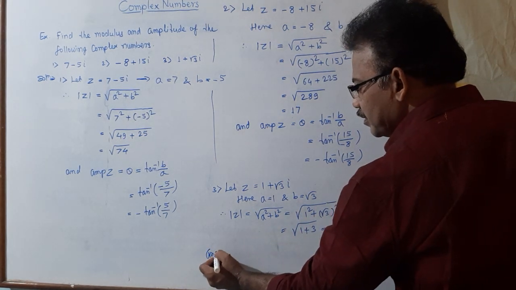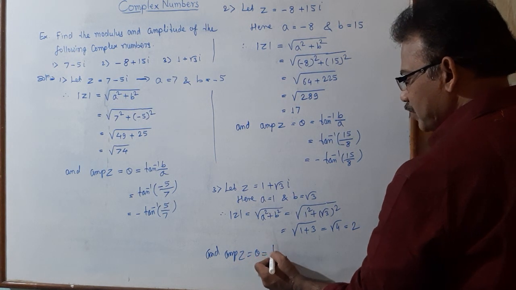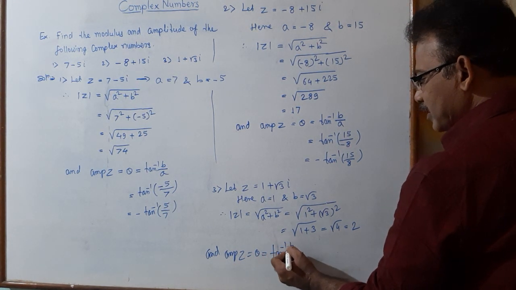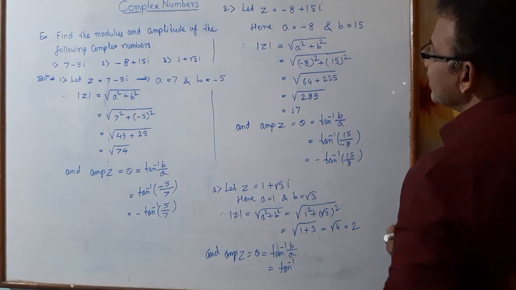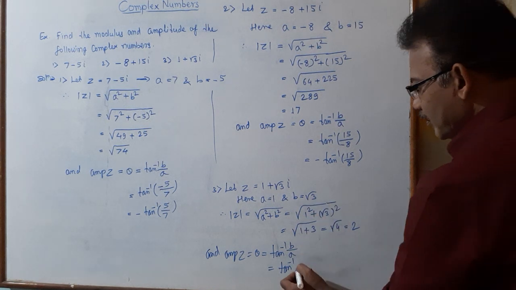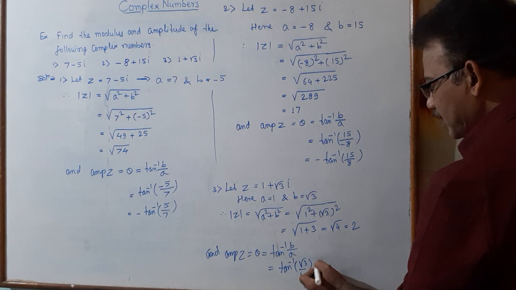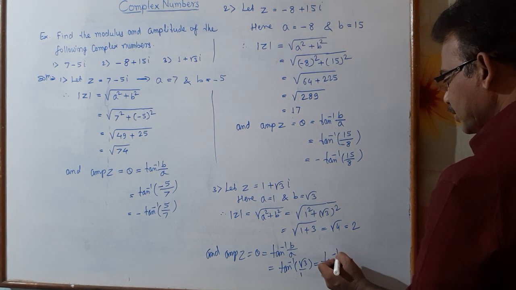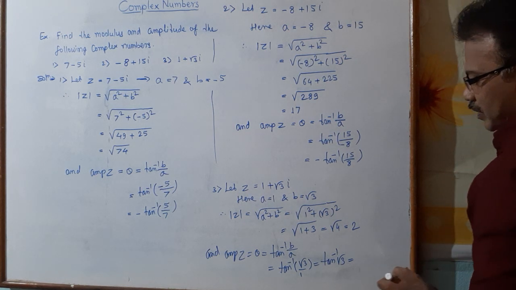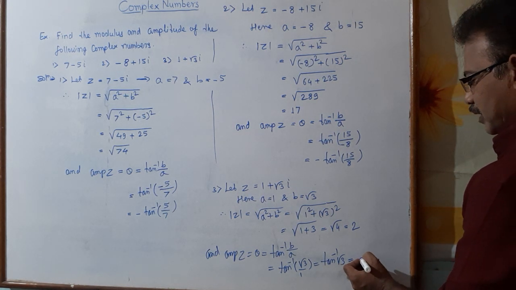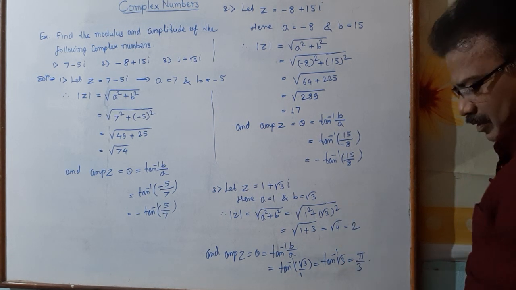And amplitude of z, nothing but theta, that is equal to formula tan inverse b divided by a. Putting values for a and b. Here b is root 3 and a is 1. Root 3 divided by 1, that is tan inverse root 3, and this standard value, we know value of tan 60 is root 3. So tan inverse root 3 means 60 degrees, or we can write here pi by 3, and that is the amplitude of z. Okay.